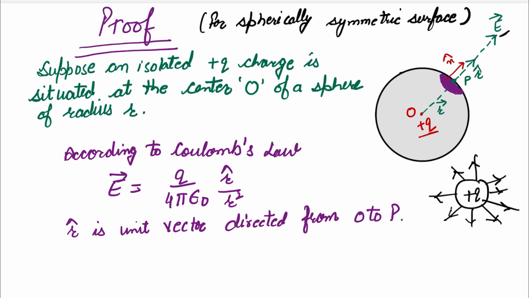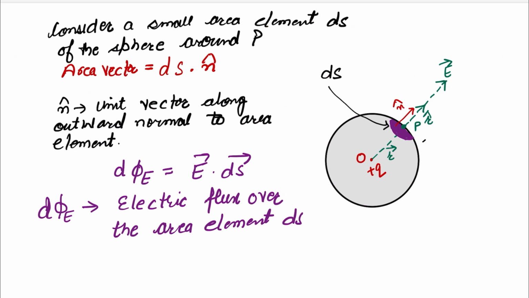Then we apply Coulomb's law to calculate the electric field, which is Q divided by 4 pi epsilon naught times R cap divided by R square. This R cap is the unit vector directed from O to P. So R cap has this direction. Then we need to calculate the electric flux, phi, and we know that phi is the dot product of the electric field vector with the area vector.